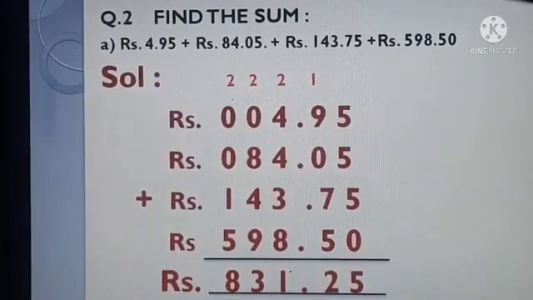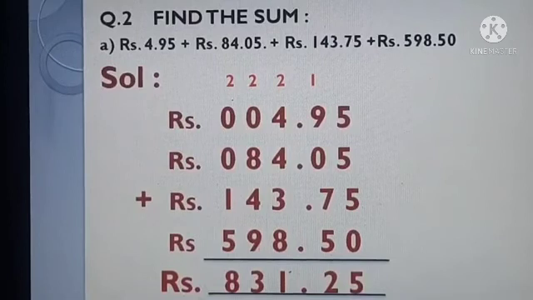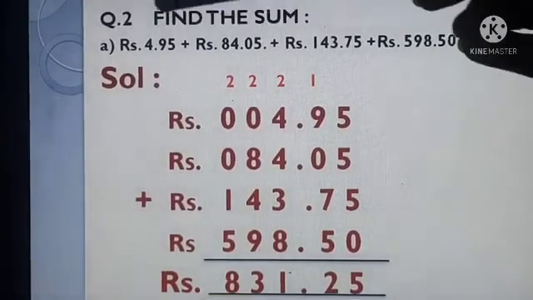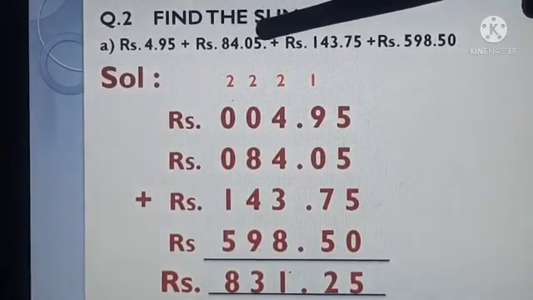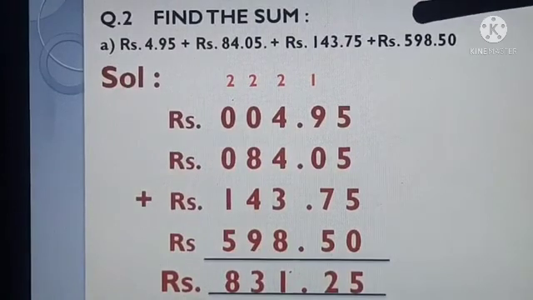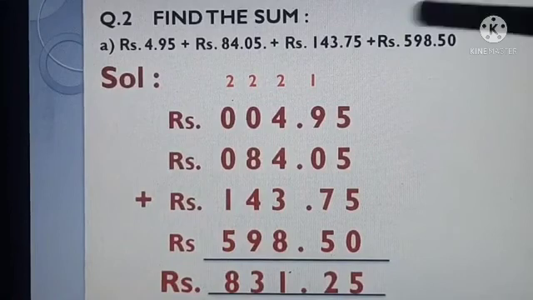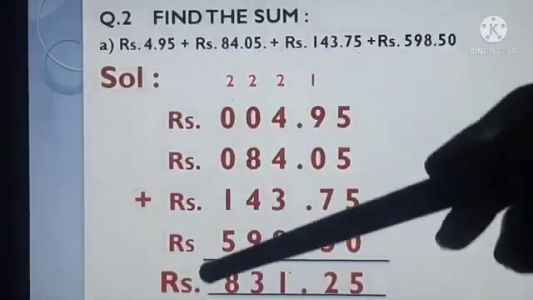Question number 2 is also the same addition question. Find the sum. Now units are written, so you have to take care of writing the units in each step: rupees 4 decimal 95, rupees 84 decimal 05, rupees 143 decimal 75, and rupees 598 decimal 50. So you will write down the units very carefully in each step.